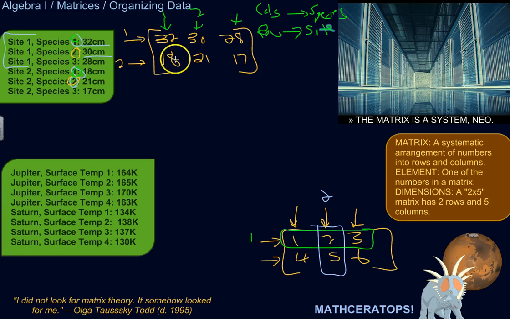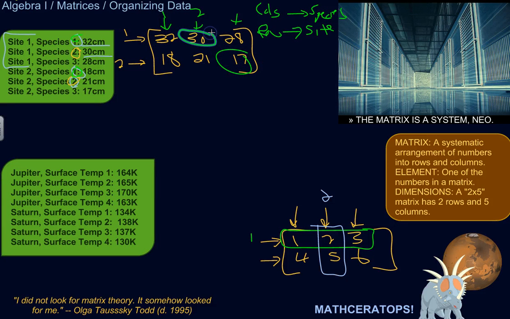Now that I know that, all this information is contained in the structure of this. So I look at this point. Well, it's in the second row, so this observation is for site number 2, and it's in the third column, so this is about species number 3, the third plant species. That information is contained just in where it's located in the matrix.